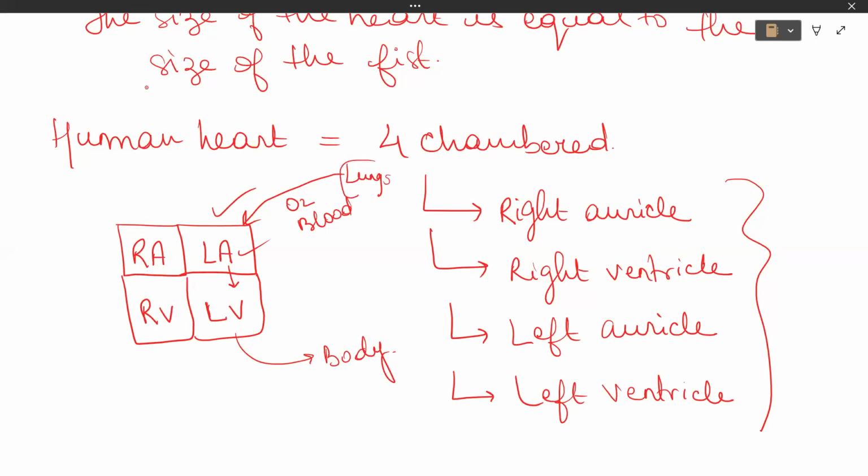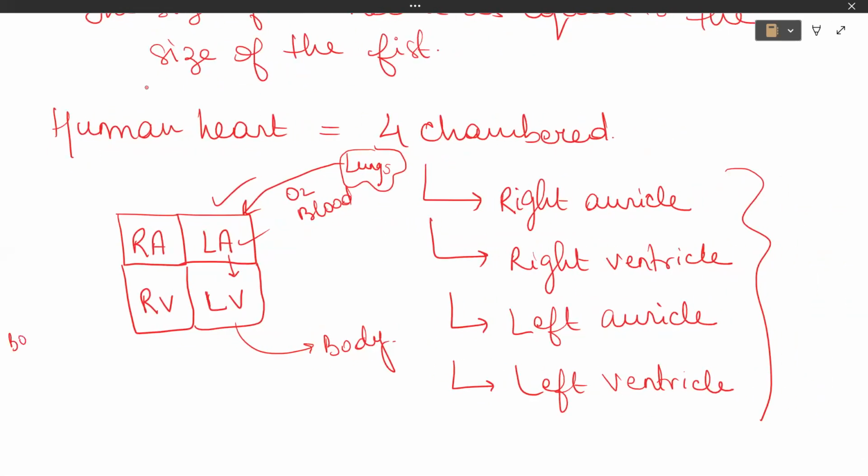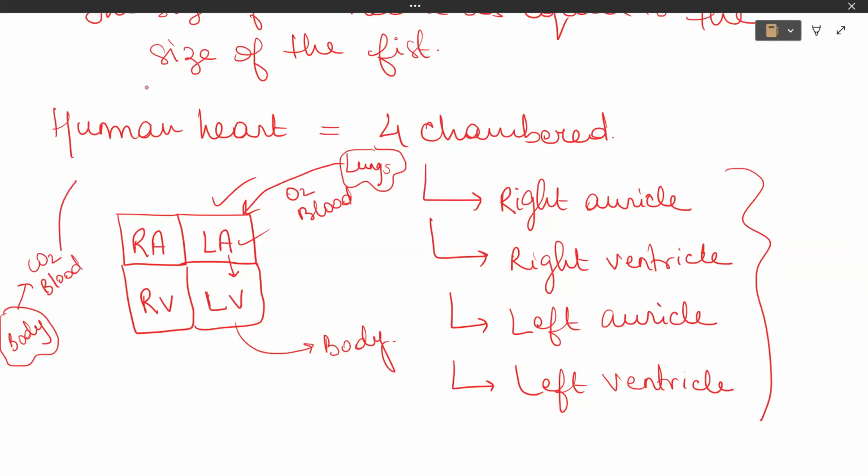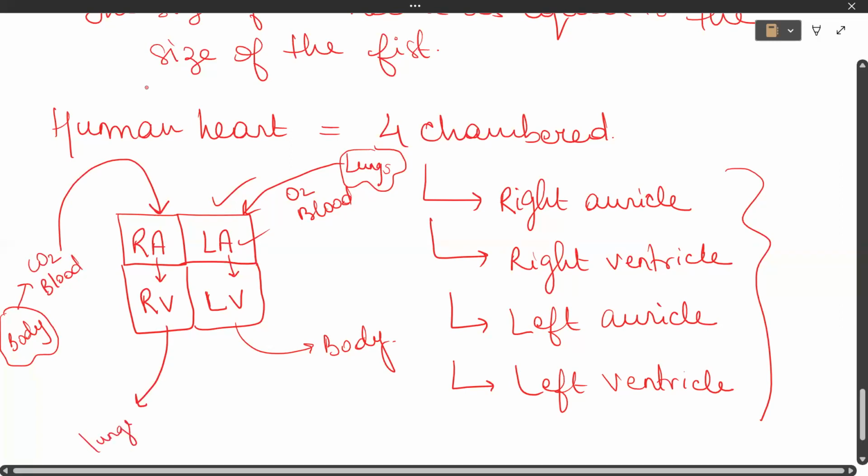Yes, ma'am. Are there any doubts up till now? No, ma'am. Okay, very good. Now see, deoxygenated blood comes from the body cells, isn't it? Our body uses the oxygen and gives out carbon dioxide. So this carbon dioxide again mixes with the blood, and this blood is carried into the right auricle, and then from the right auricle, it goes into the right ventricle, and from the right ventricle, it would again go to the lungs for purification. Is it clear?